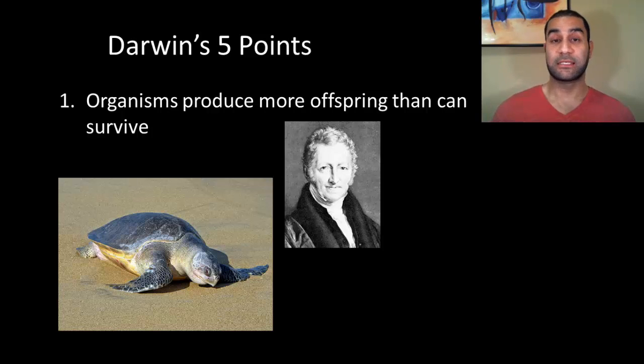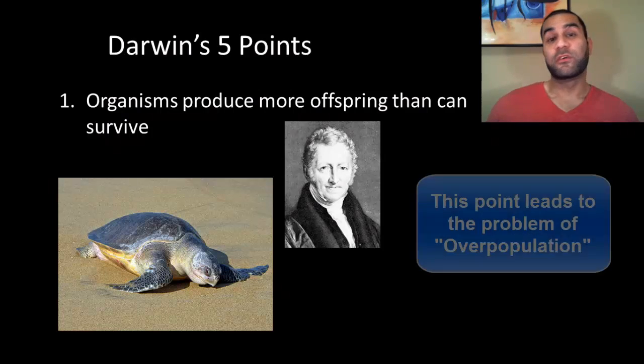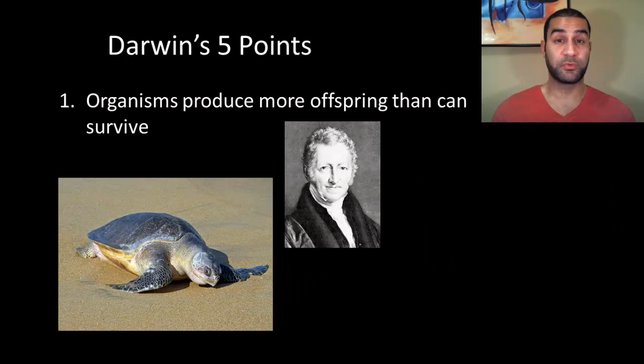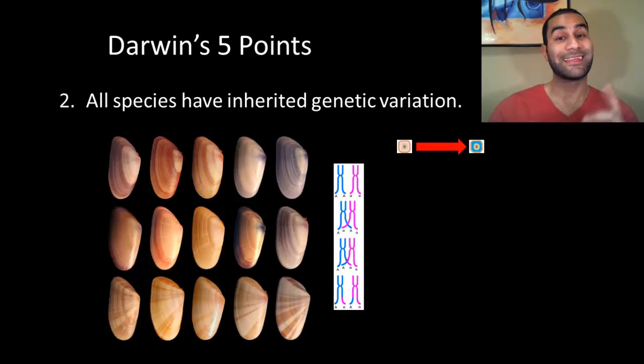So the first idea is that all organisms produce as many offspring as they can to survive, and basically that leads to the problem of overpopulation. So the first concept, there's overpopulation in just about every species. So a way to break it down, this first point basically says that there is an overpopulation of just about every species on Earth. Alright, so the second point in Darwin's theory suggests that all species have genetic variation.